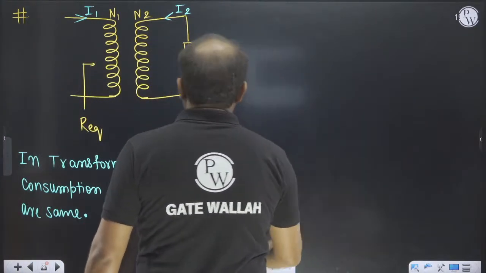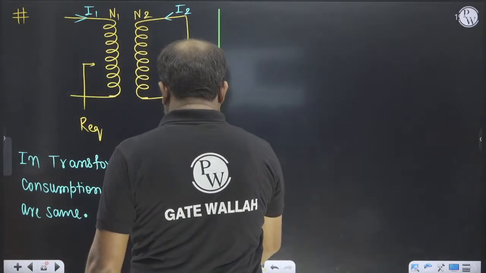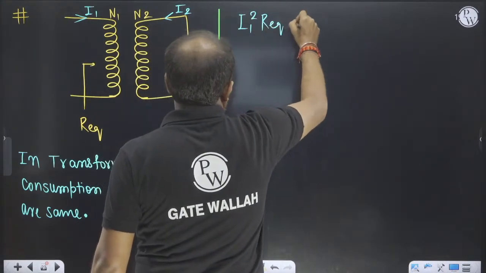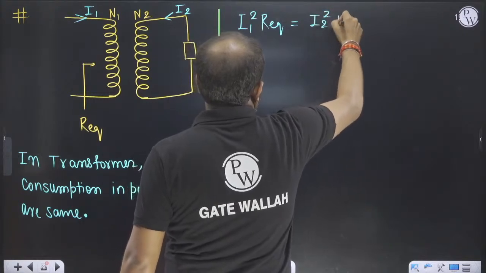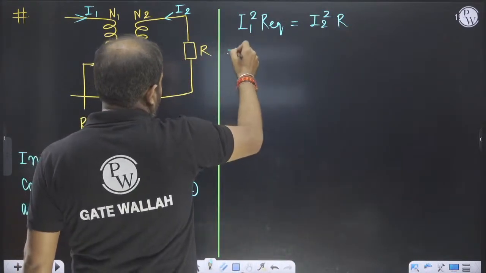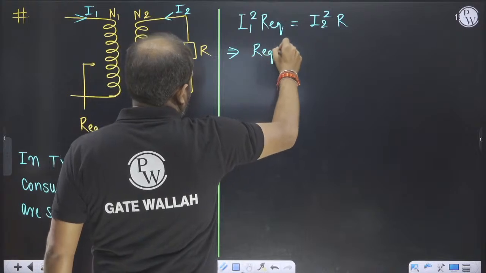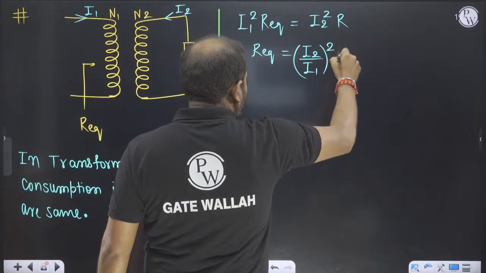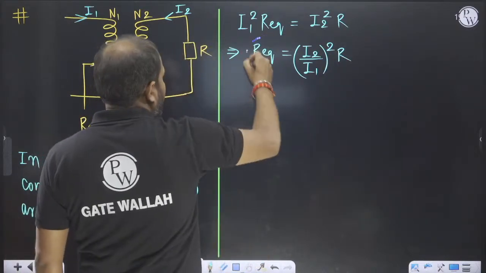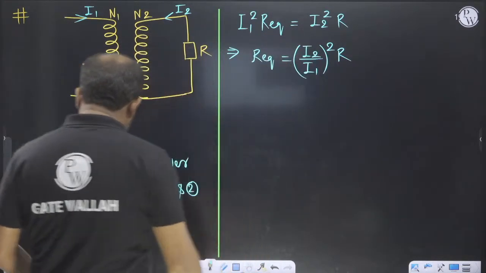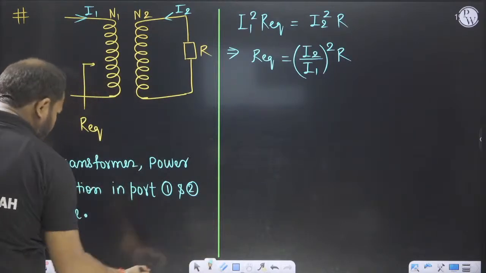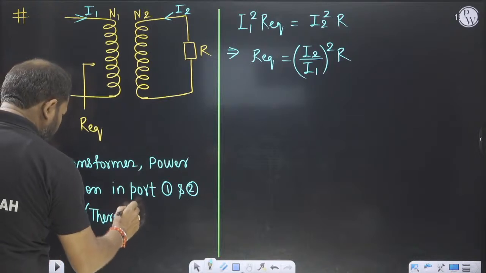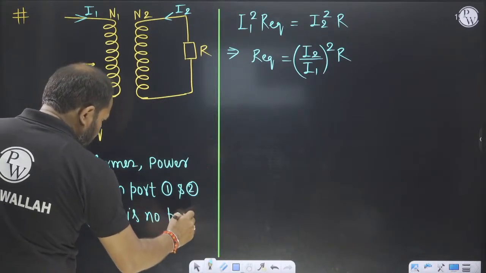So we can write down the R equivalent formula. I1 square into R equivalent is equal to I2 square into R. So R equivalent is equal to I2 square upon I1 square into R. Or you can write it as no power loss. There is no power loss in the transformer.